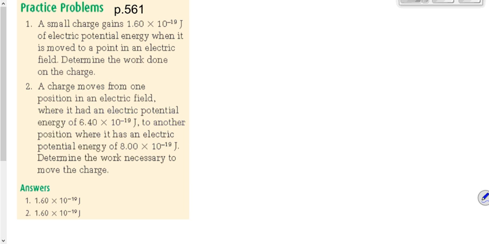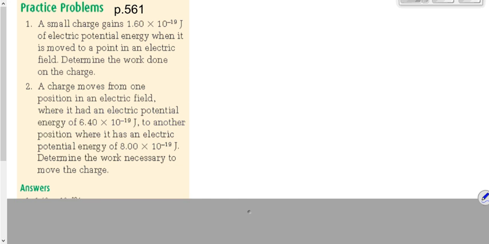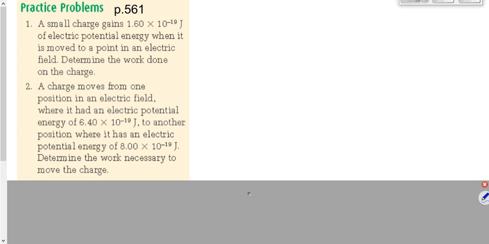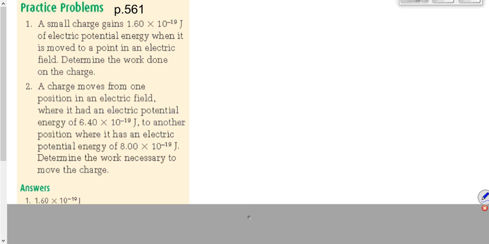I am going to cover up the answers because I wouldn't want to make it too easy for you. See what you can do with those over the next 30 seconds or so. Who's got the answer for question number 1? Here's the gain in potential energy. What's the work done? Same thing, right? 1.6 times 10 to the minus 19 joules.